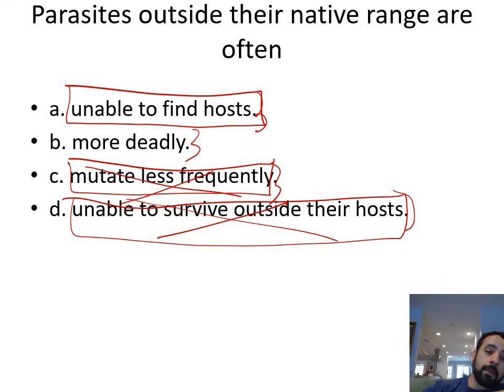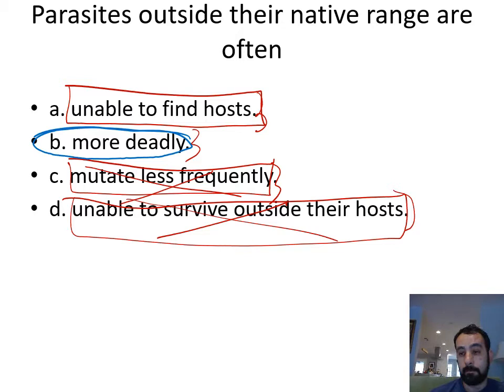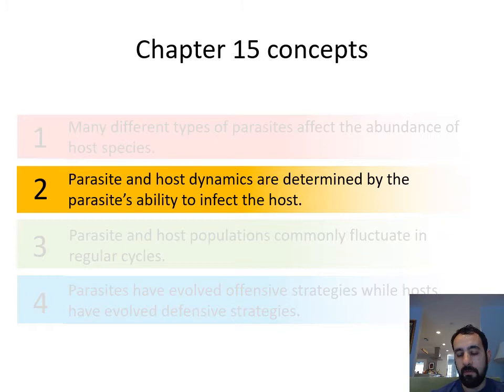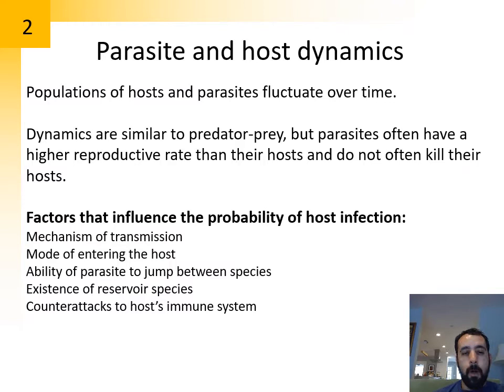But outside their native range, parasites will tend to be more deadly, right? That's what the previous graph just showed you. It tends to be more deadly. Okay, so parasite and host dynamics are determined by the parasite's ability to infect the host. How good the parasite is at going from one individual to the next is how well the parasite can survive, right? So populations of hosts and parasites will fluctuate over time.